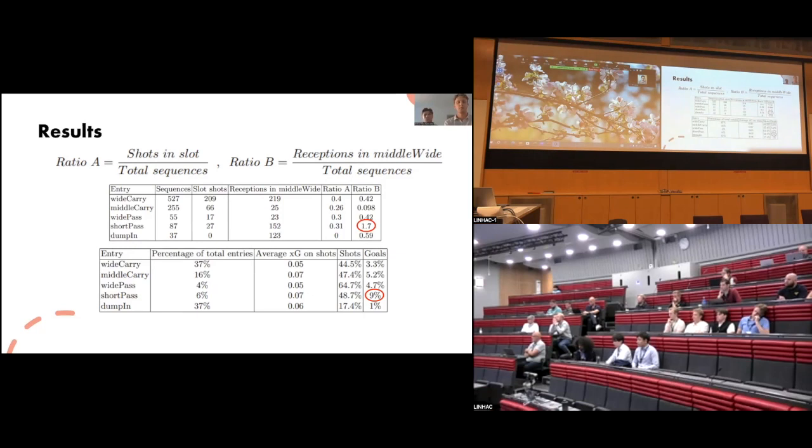So to conclude, we could see that with more successful passes, longer sequences, and more events in the middle wide zone and slot, we could lead to a higher expected goal when a shot is taken.